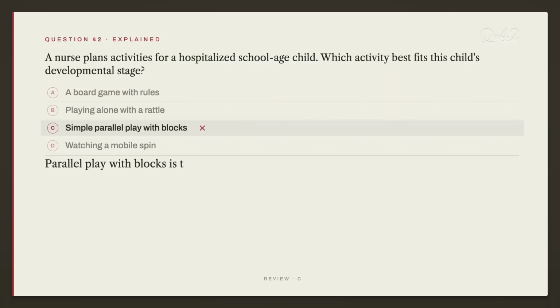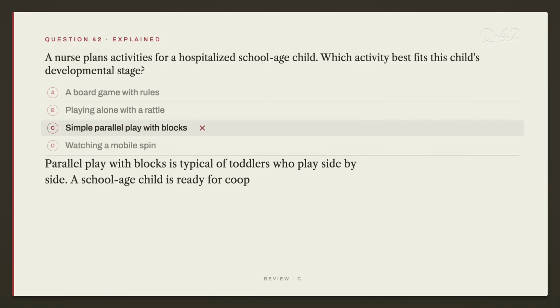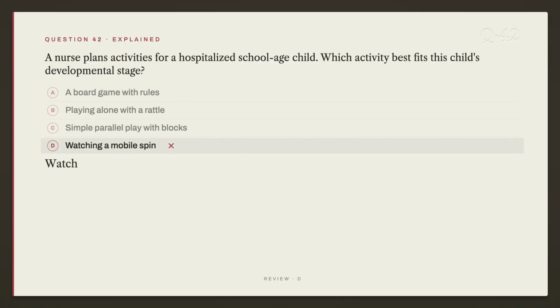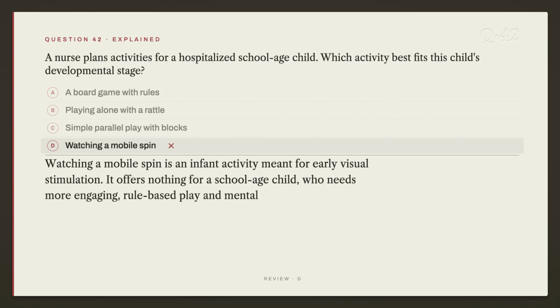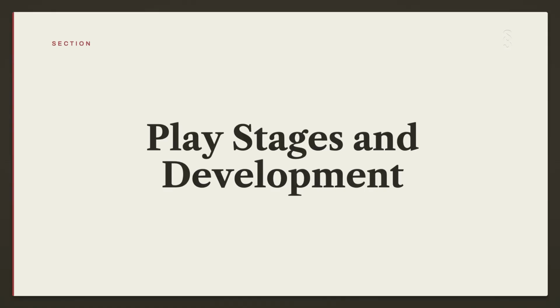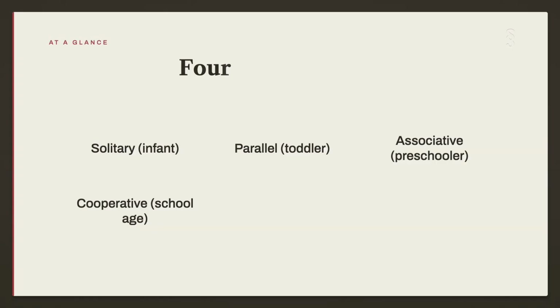C is wrong because parallel play with blocks is typical of toddlers who play side by side. A school-aged child is ready for cooperative games, so this choice is too immature for them. D is wrong because watching a mobile spin is an infant activity meant for early visual stimulation. It offers nothing for a school-aged child who needs more engaging, rule-based play and mental challenge. Play is not just fun and games. It follows a predictable developmental sequence, and knowing which stage a child is in tells you exactly what activity fits.